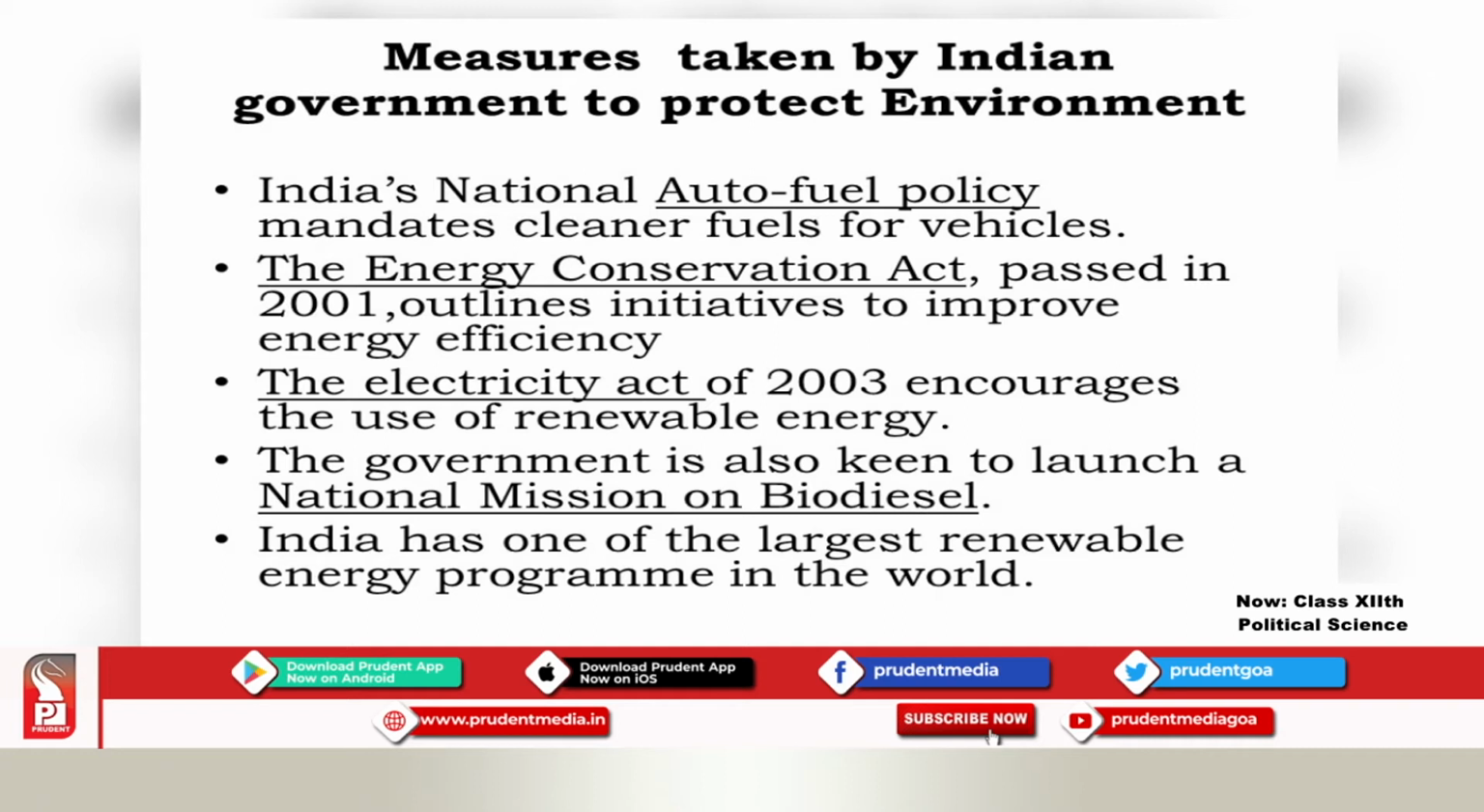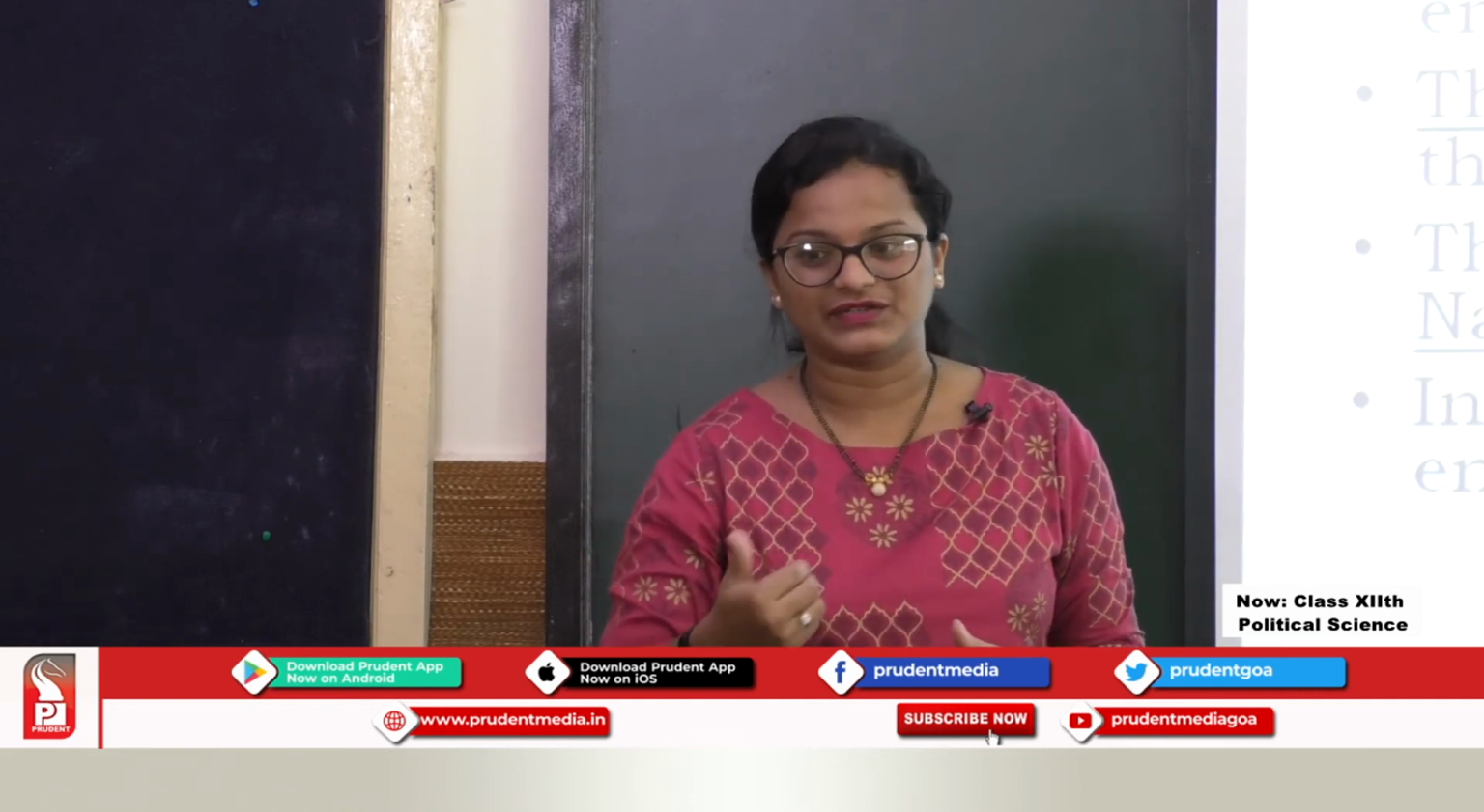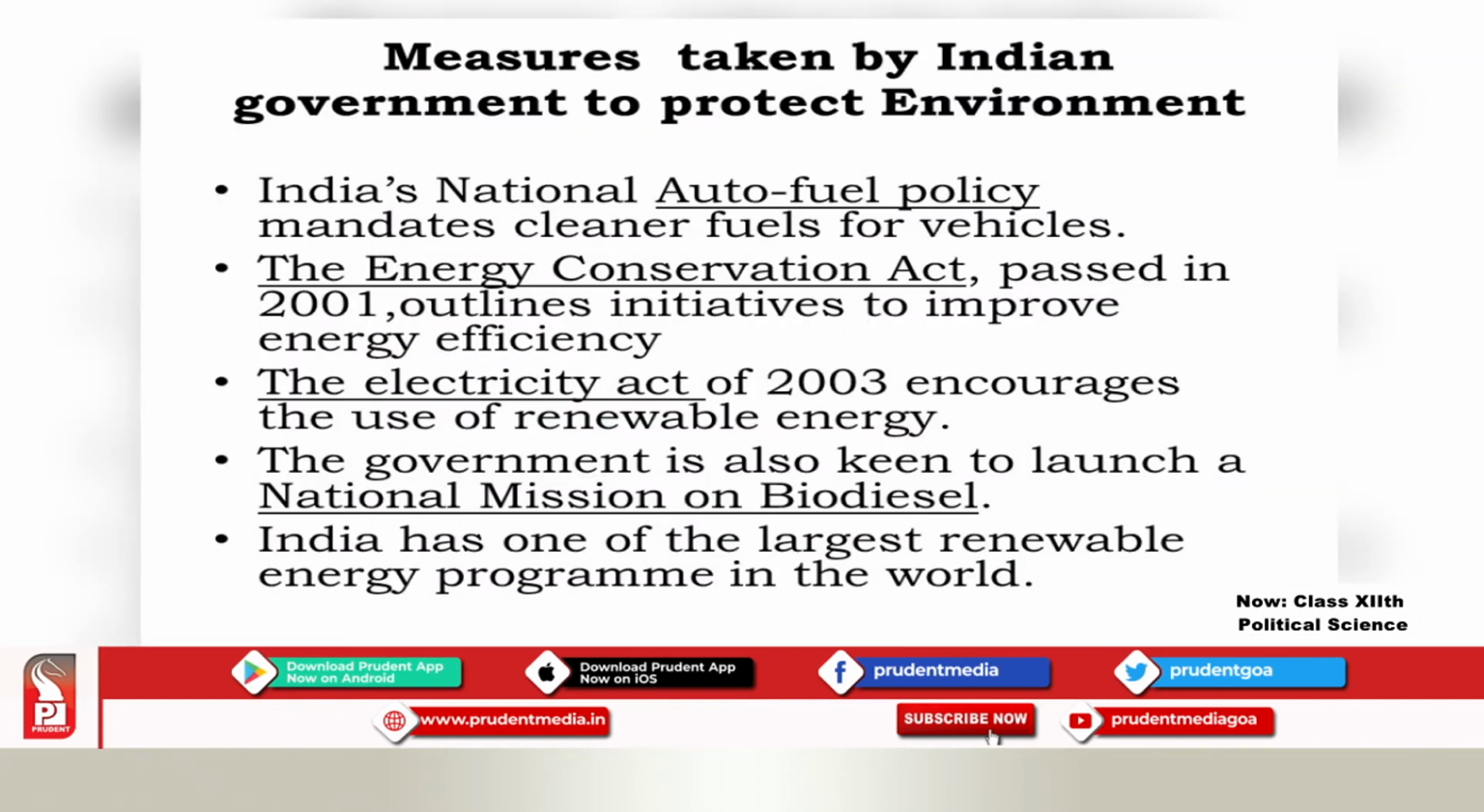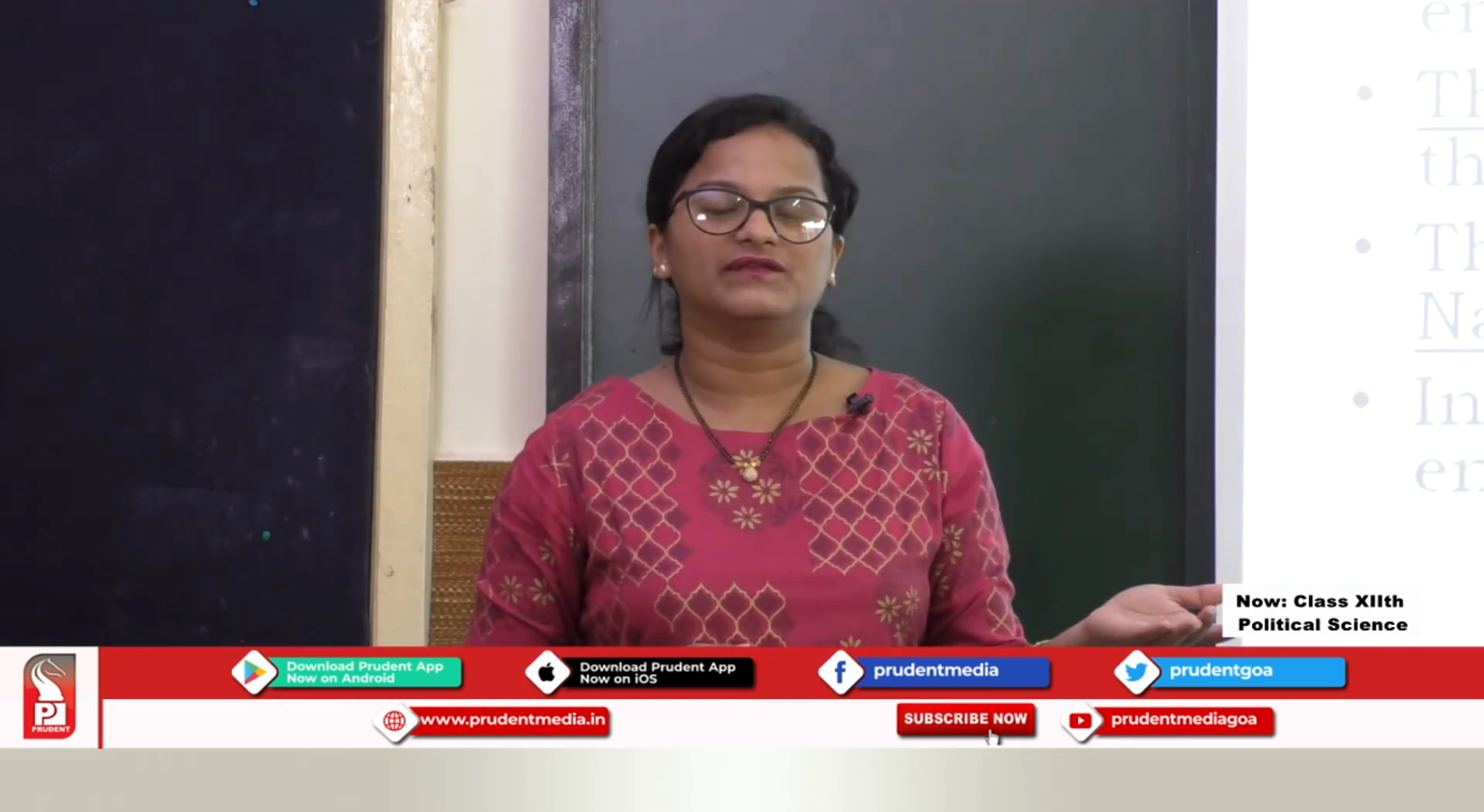Second, the Energy Conservation Act passed in 2001 outlines initiatives to improve energy efficiency. We should adopt such technology which will reduce the use of energy, that is energy efficiency. Third, the Electricity Act of 2003 encourages the use of renewable energy, for example solar energy, tidal energy. Even the government is giving subsidies on solar energy. Then the government is also keen to launch a national mission on biodiesel, and India has one of the largest renewable energy programs in the world. So these are the various measures taken by the Indian government to protect the environment.